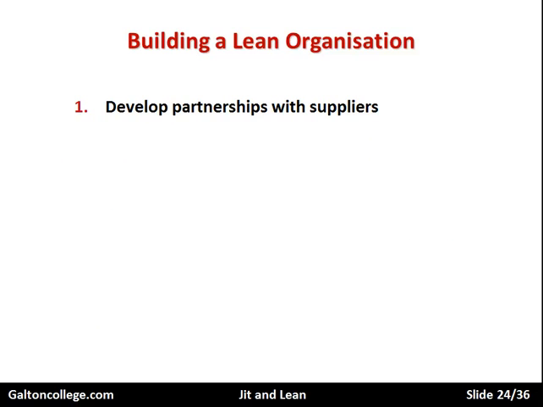Now, building the lean organization means developing partnerships with suppliers. So the suppliers can deliver as per the requirements of the business. They can deliver on a daily basis, or they could deliver on an hourly basis, or whatever the requirement is. So it's important to have good working relationships with the suppliers. And the suppliers need to know why they're doing this. The suppliers need to know why this business needs such small quantities on such regular intervals. So the suppliers need to be aware and be on board about what the company is trying to do.